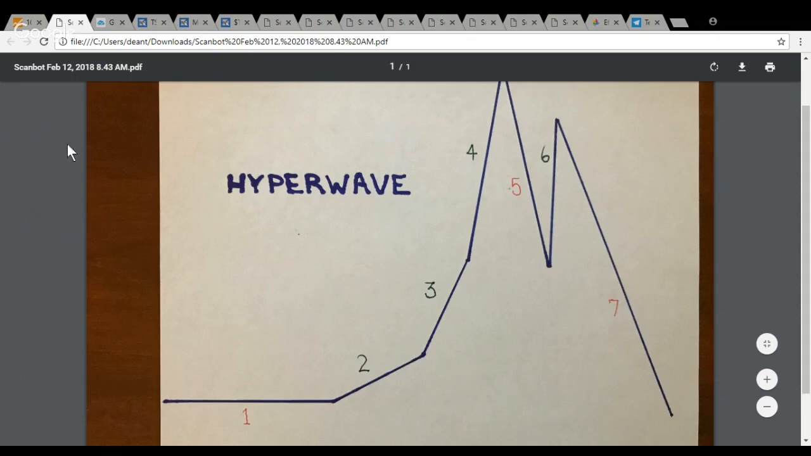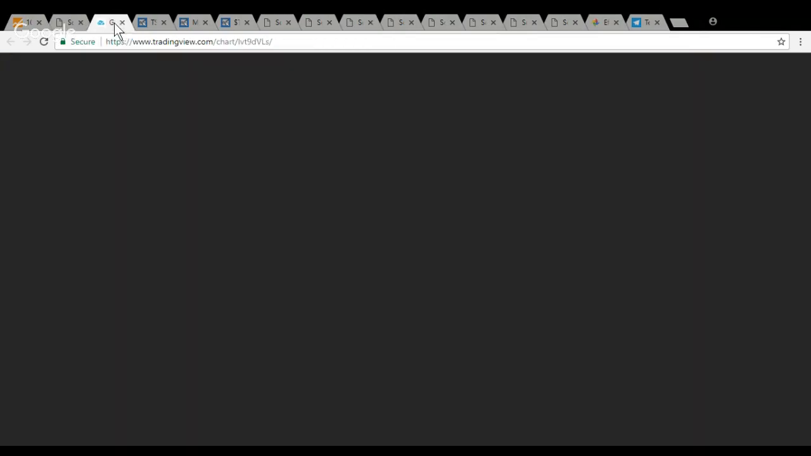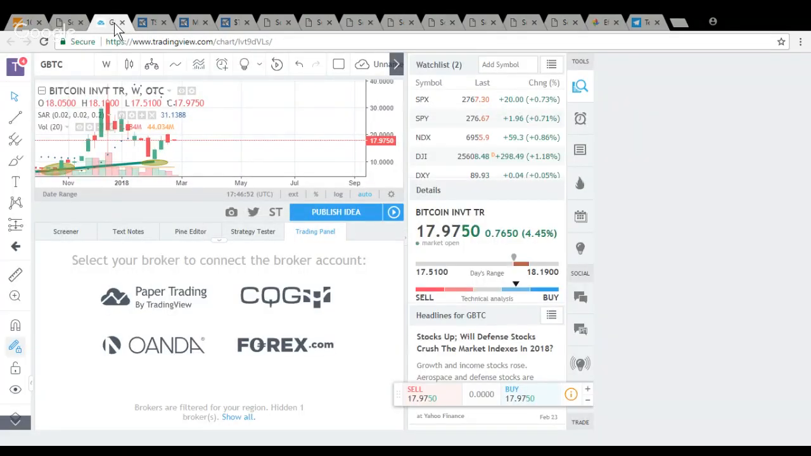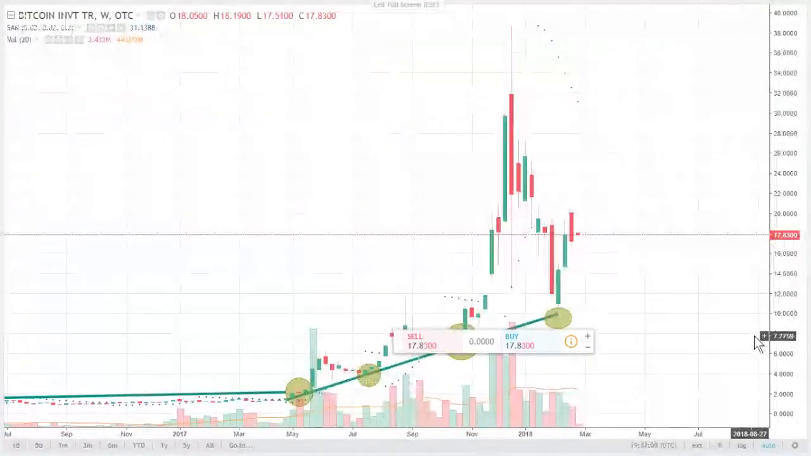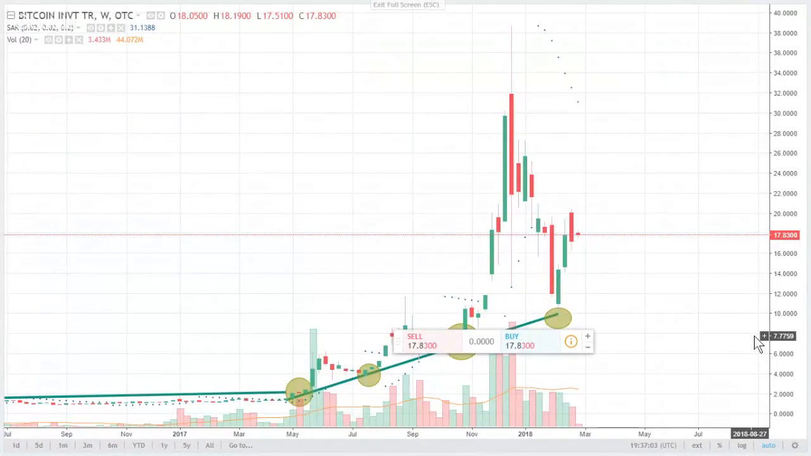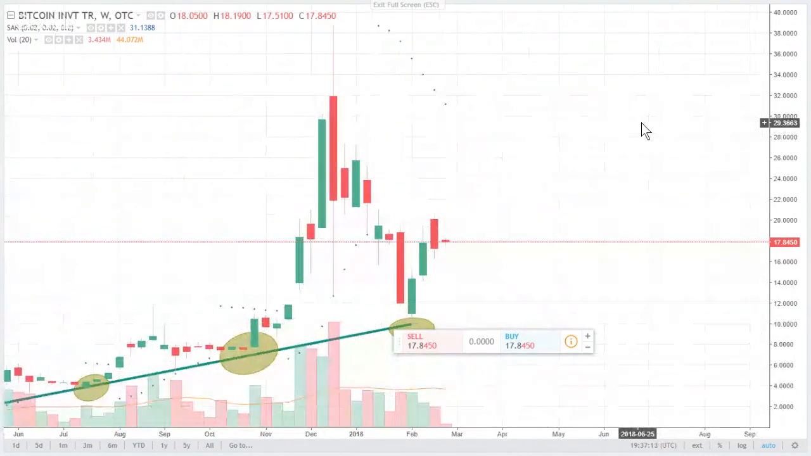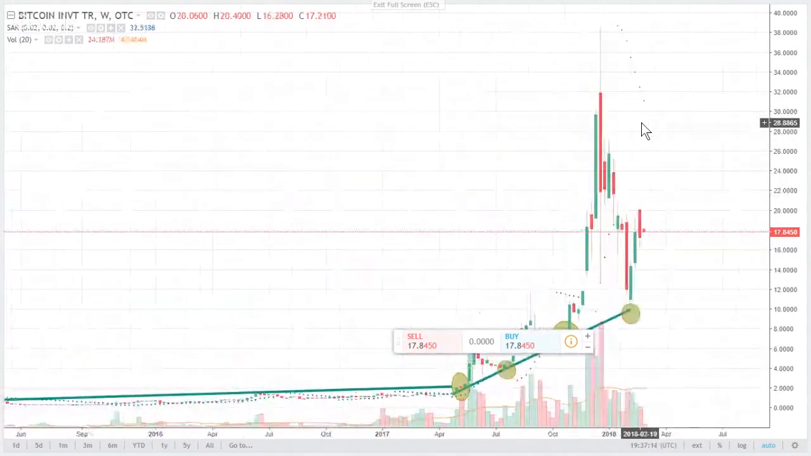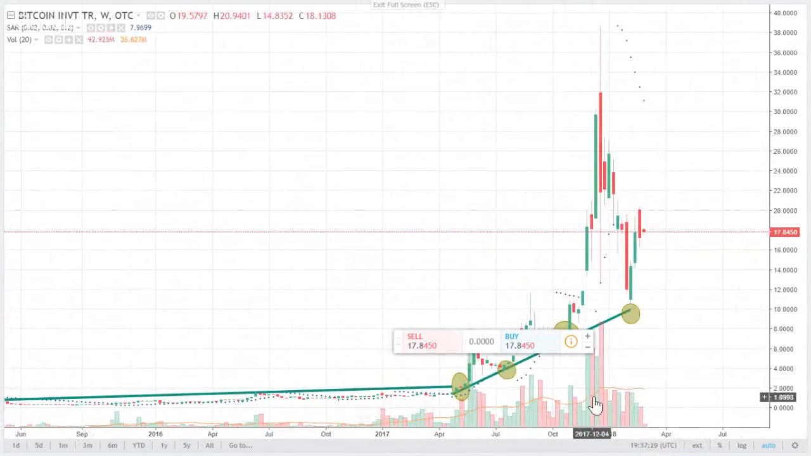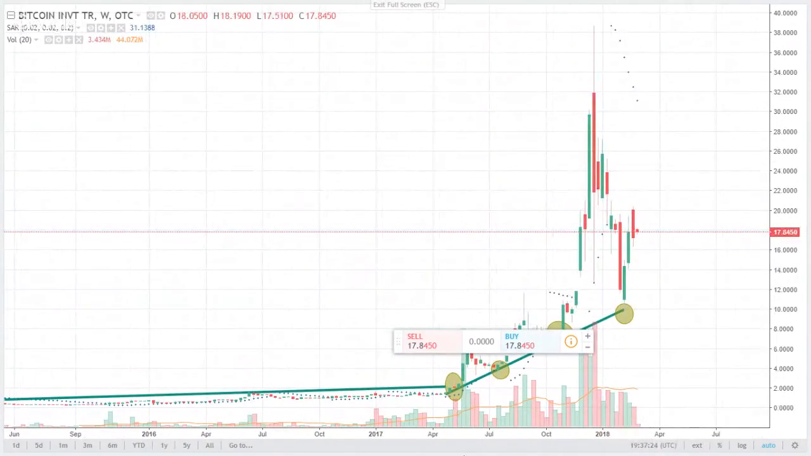Okay, let me give you a specific example. And we talked about this extensively last night. You are now looking at the hyperwave as I mark it for GBTC, the Bitcoin Investment Trust. One of the things that got me interested in where we were on Bitcoin was this chart. Because what this chart is showing is that the phase 1 of GBTC lasted from the time it came to its inception all the way until early 2017.